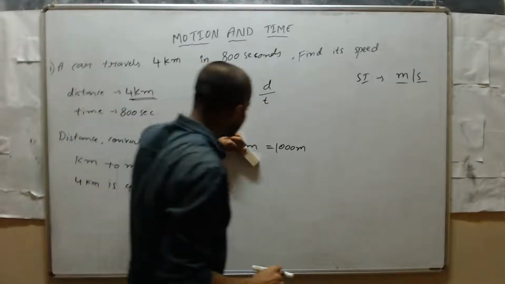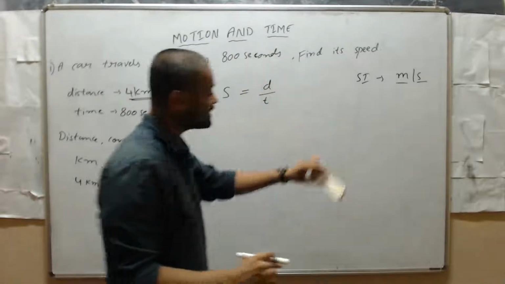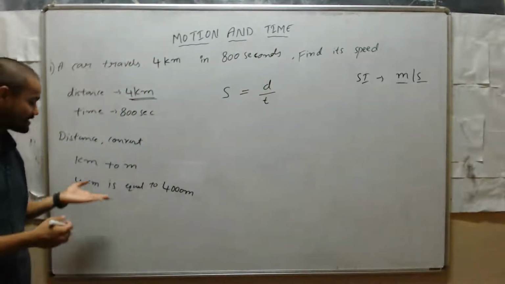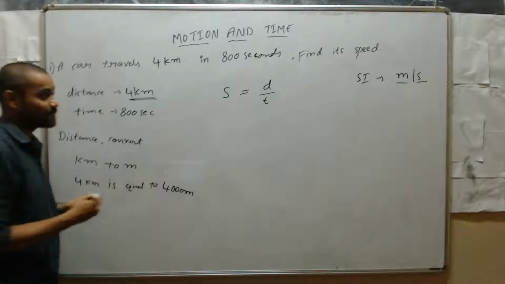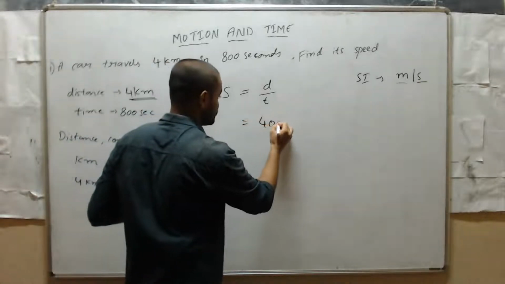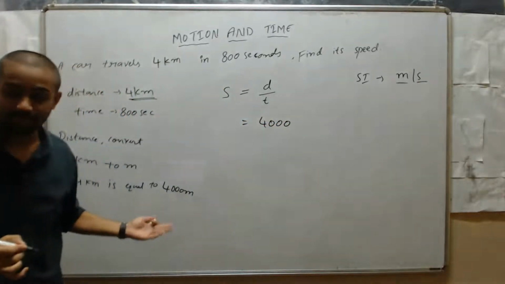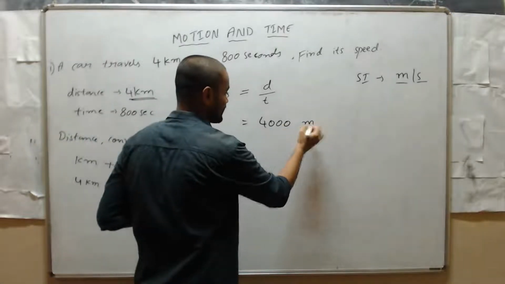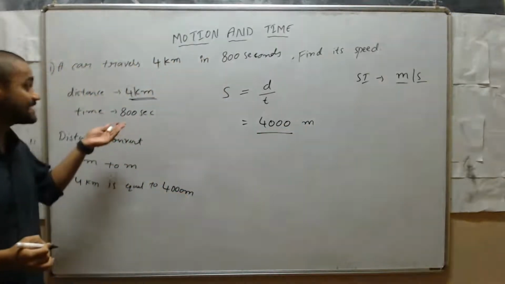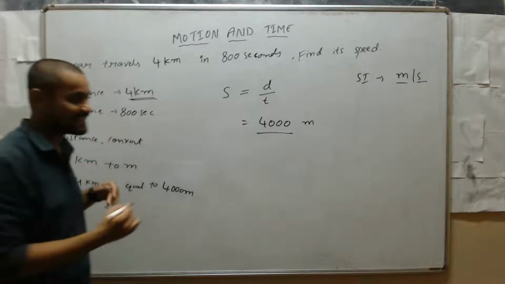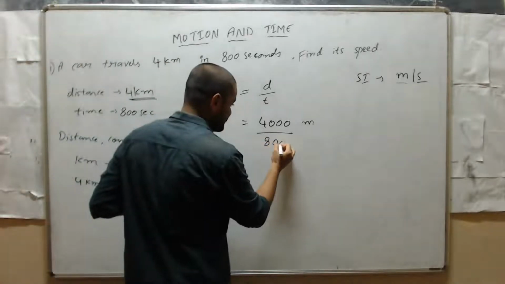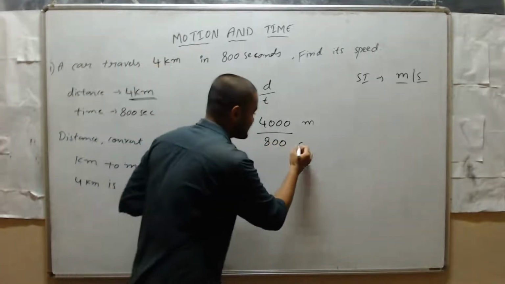Now we can easily find out the speed. How, sir? Because distance is 4000 meters, and how many seconds does it take? That is 800 seconds, students.